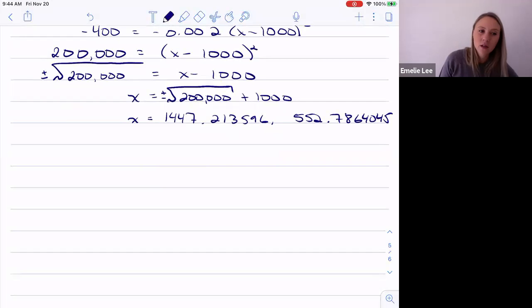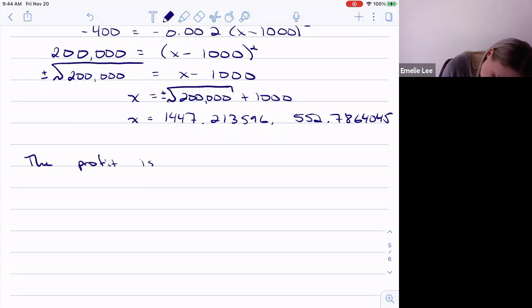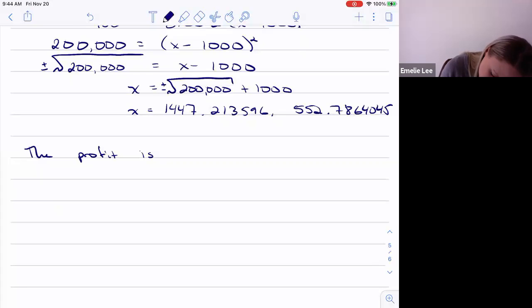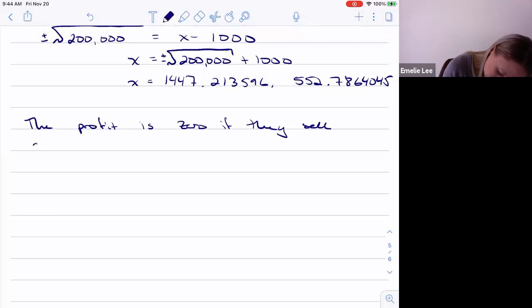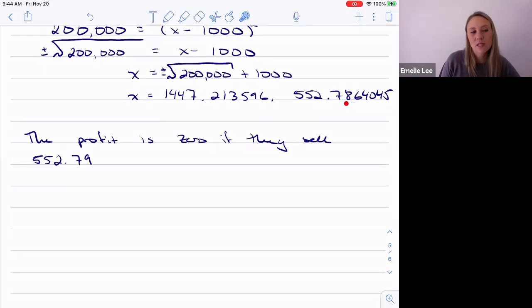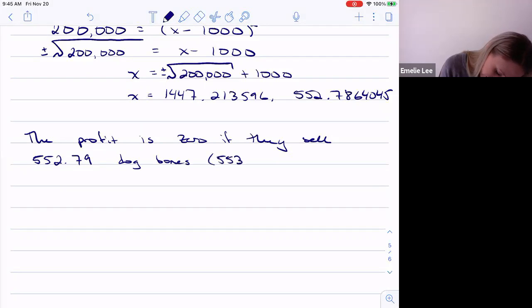So what happens is the profit is zero if they sell 552.79. You can't sell 0.79 of a dog bone, but just to keep it as close to this number as possible, I am doing the decimals because we don't need to think about it that much. So the profit is zero if they sell 552.79 dog bones, right, or 553.